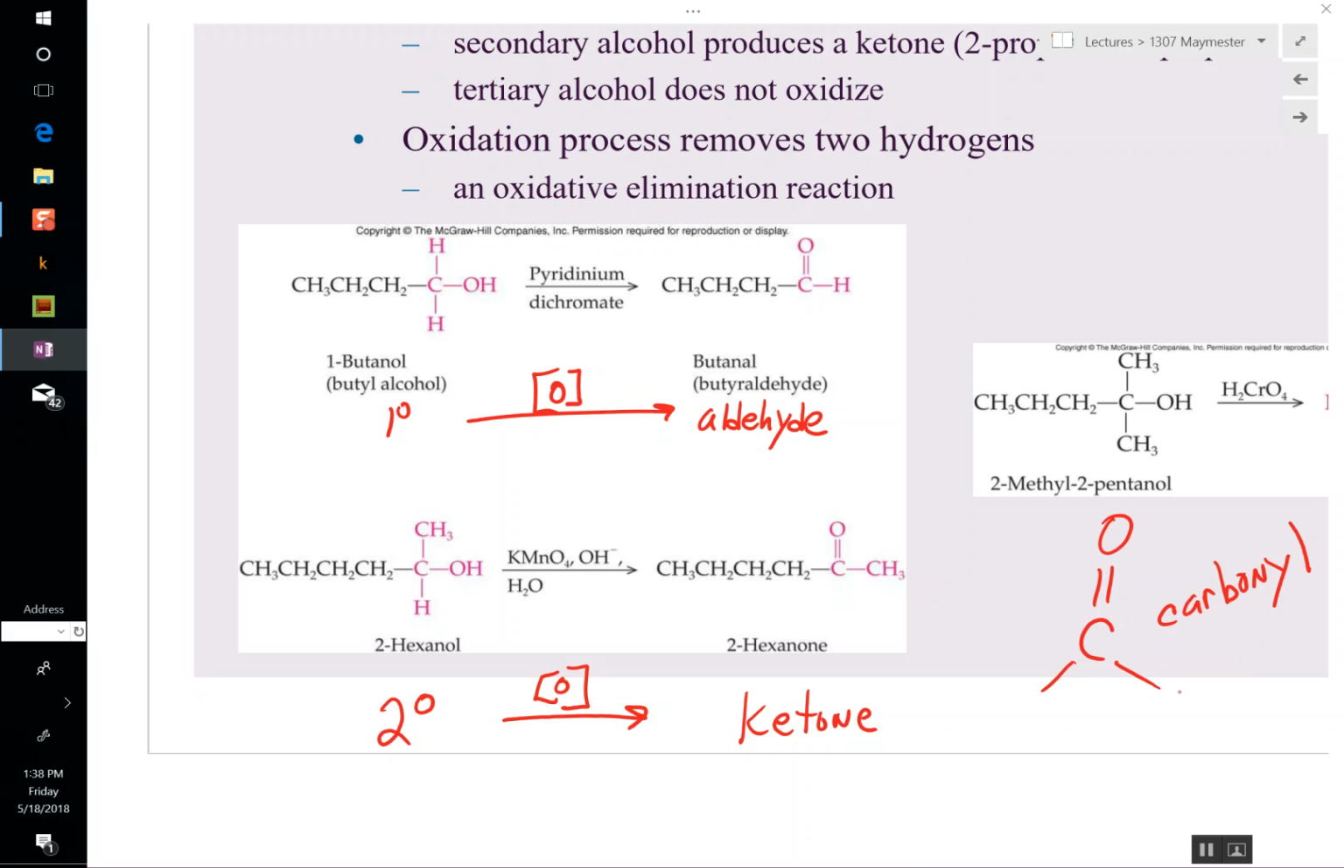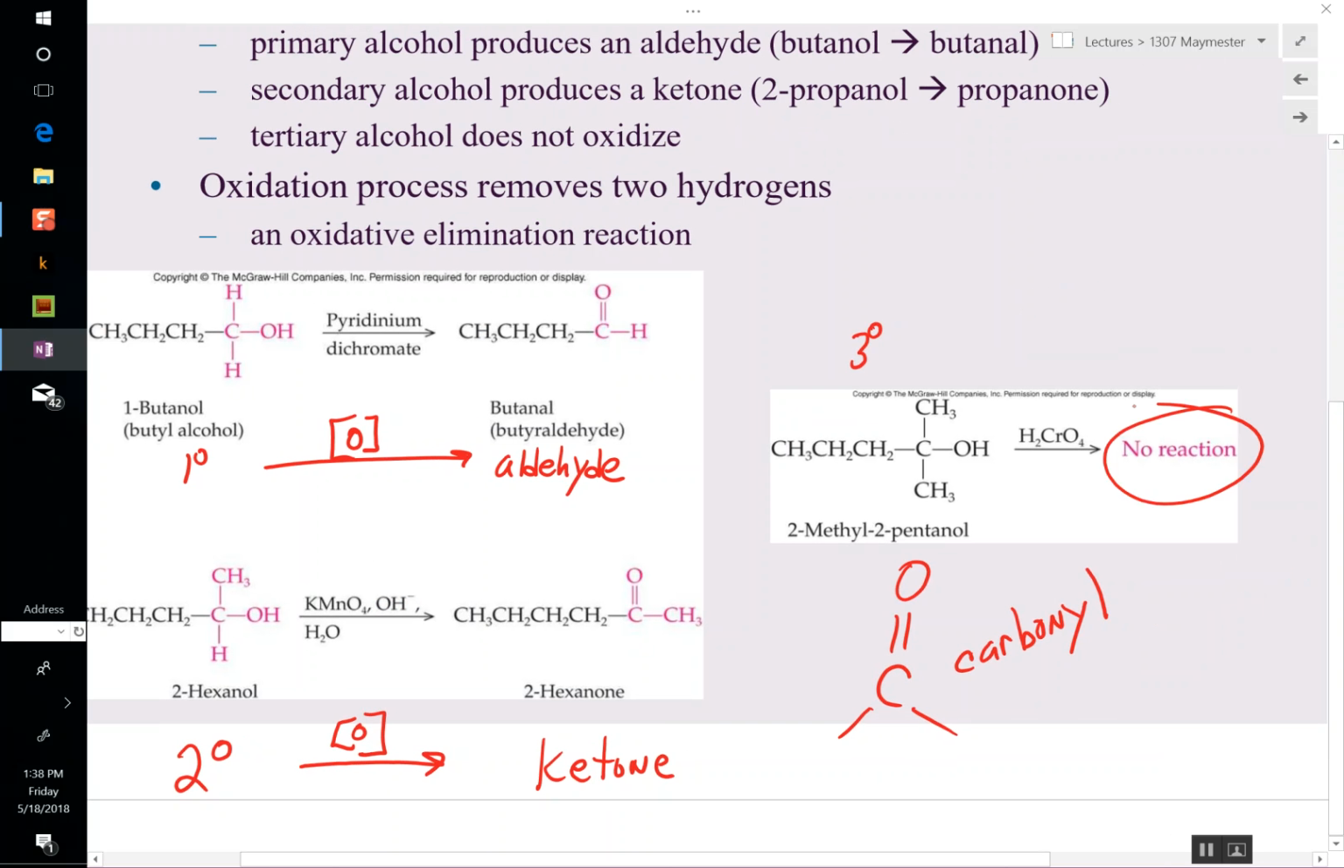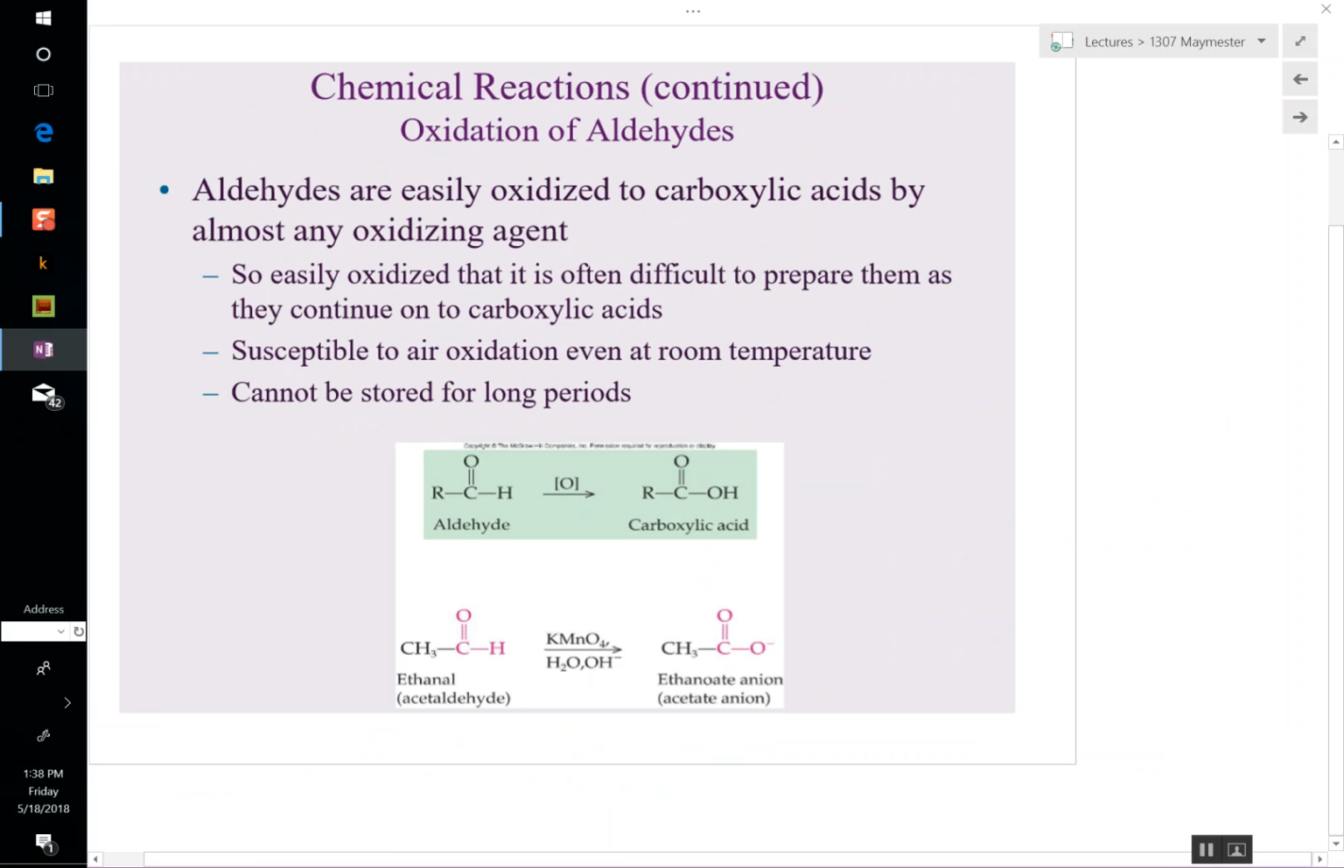Okay. And a tertiary alcohol, no reaction. This is reviewing chapter 12 for you right now, actually. But we would want to mention this. Let's see if we have an example.